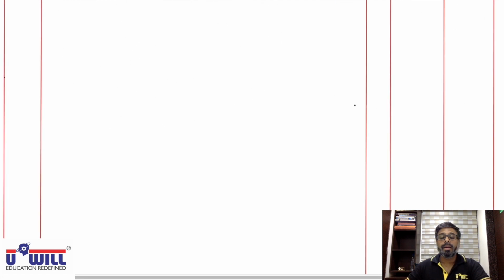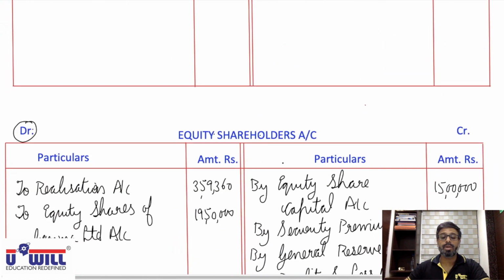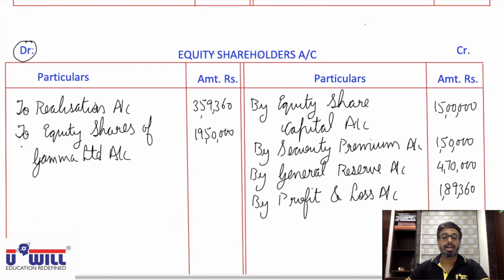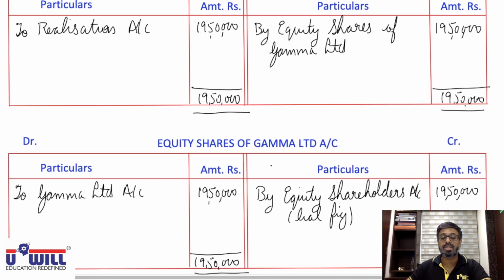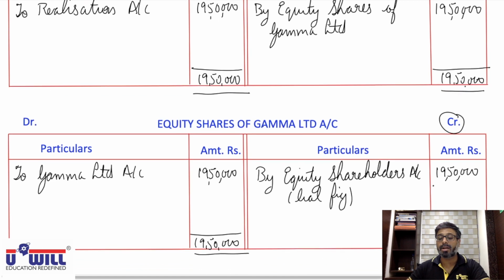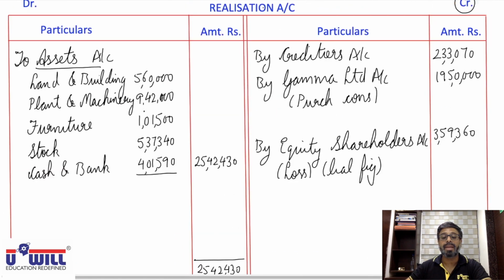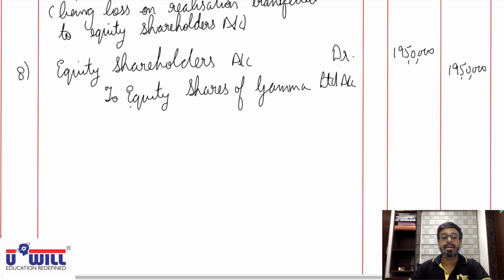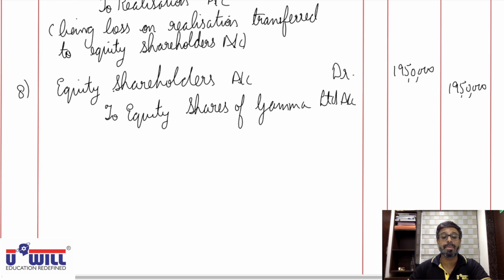All of you can see this. Equity shareholders is on debit side. Opposite account, to equity shares of Gamma Limited account 19,50,000. Equity shares of Gamma Limited is on credit side. It is also a logical entry. Equity shareholders are the receiver, so debit the receiver. We are doing their settlement and giving them equity shares, so equity shares go out. Credit what goes out, to equity shares of Gamma Limited account.